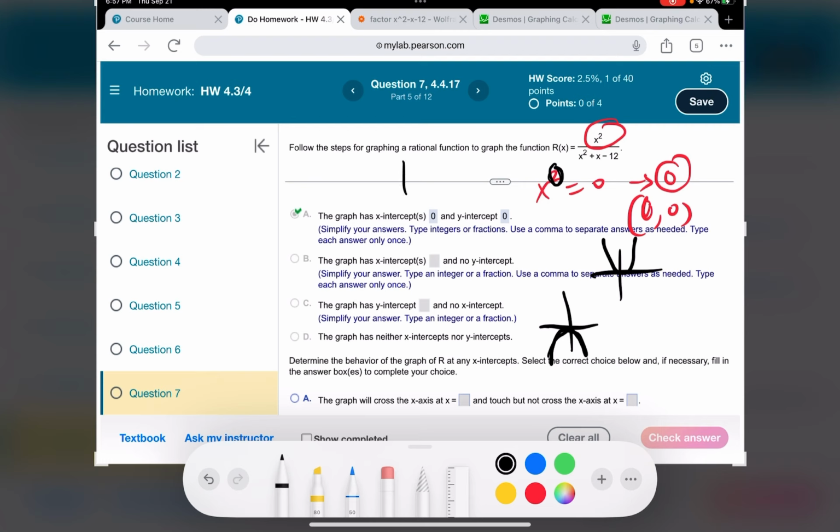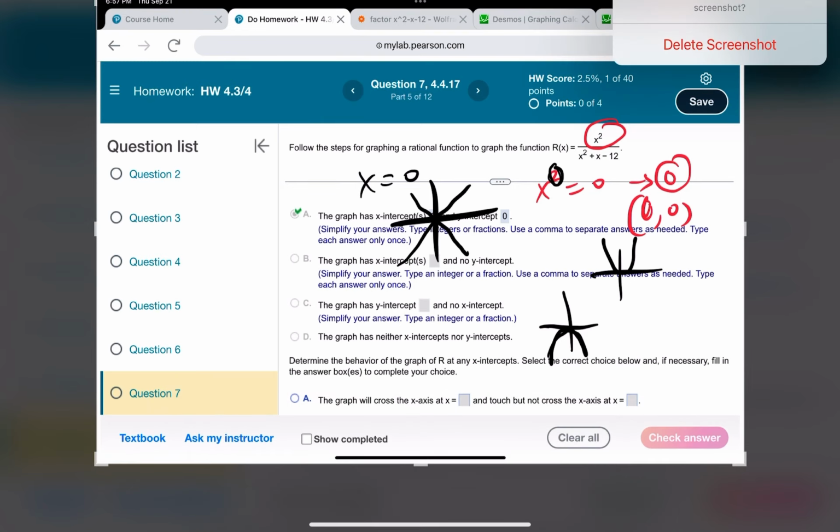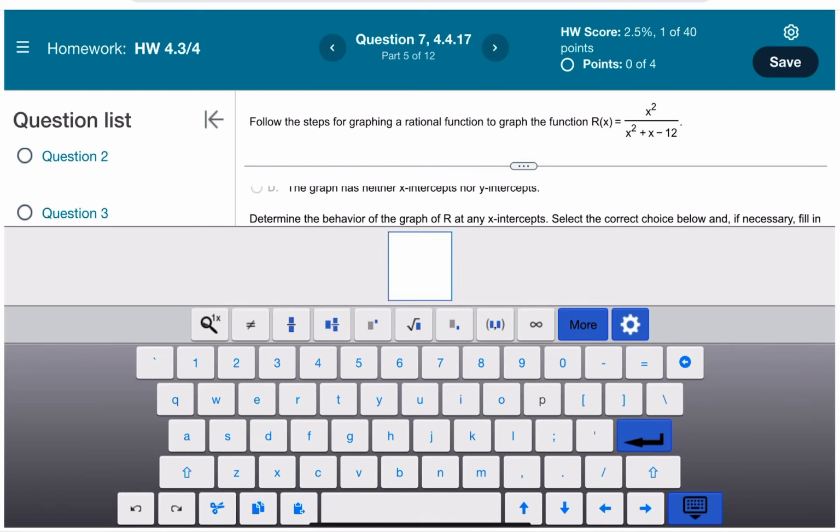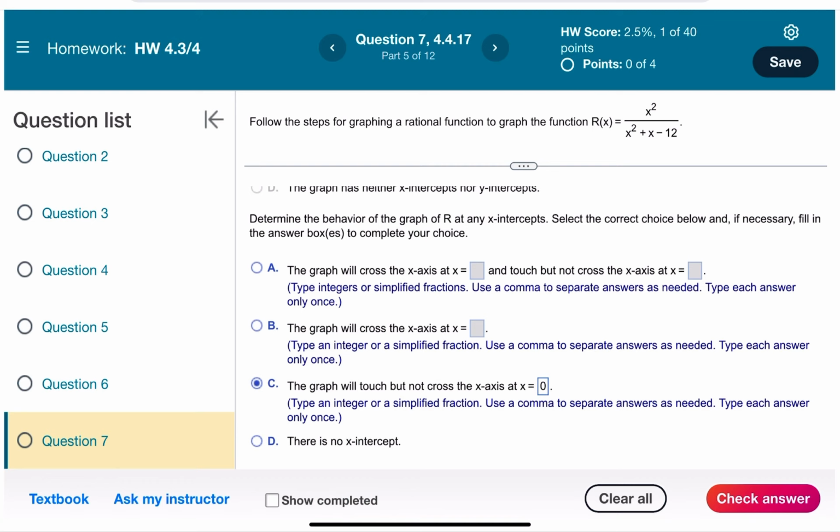Had it been just x, so had it just been x equals 0, not x squared, it would have crossed at 0. So just to write an answer for that, don't get carried away too much. So the graph will cross or touch. It's either B or C, actually, because there's only one x we need to worry about. So it will touch but not cross, because our x-intercept has a multiplicity of 2. Again, had it been 1, the graph would cross at that x-intercept.